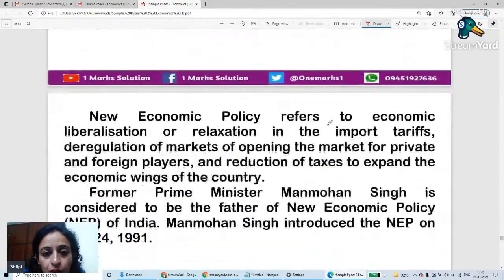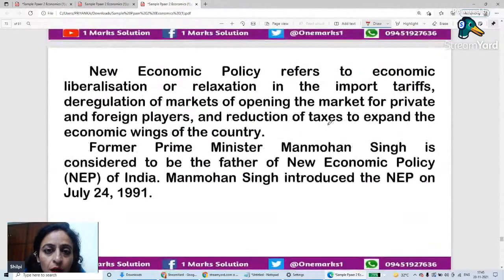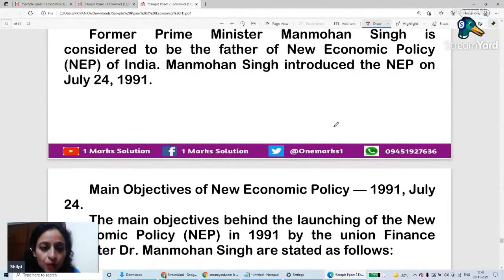New economic policy refers to economic liberalization or relaxation in the import tariffs, deregulation of markets, opening the market for private and foreign players, and reduction of taxes to expand the economic wings of the country. Former Prime Minister Manmohan Singh is considered to be the father of new economic policy of India. Manmohan Singh introduced the NEP on July 24, 1991. So just underline this important point. The date you should always keep in mind.